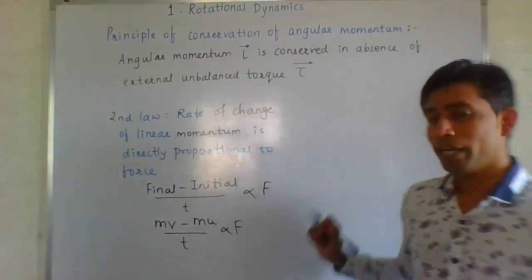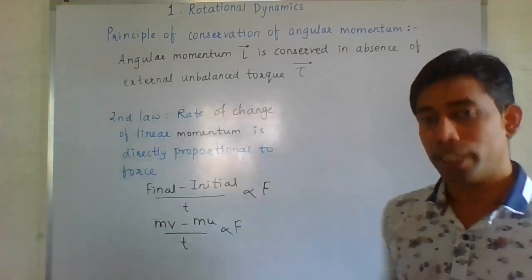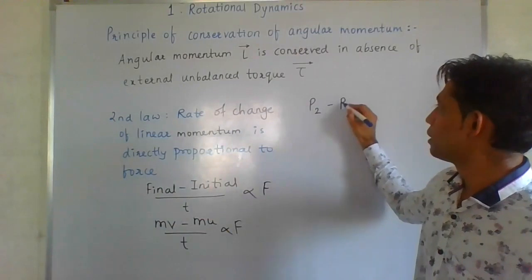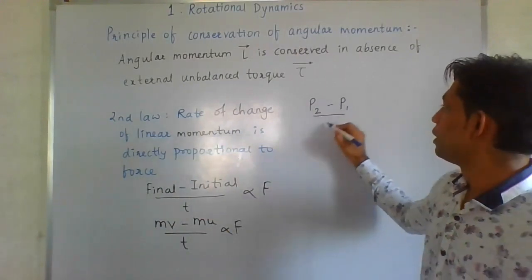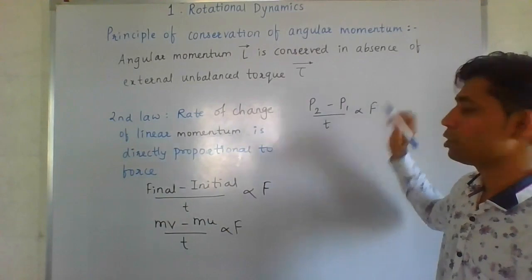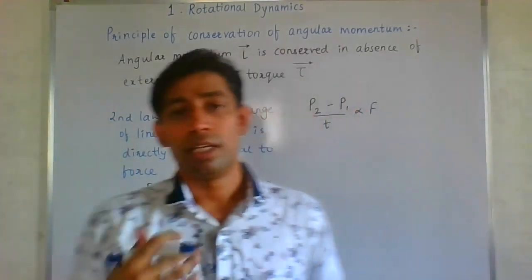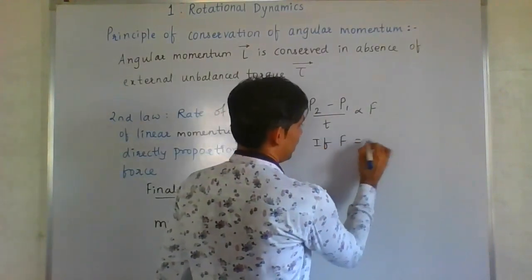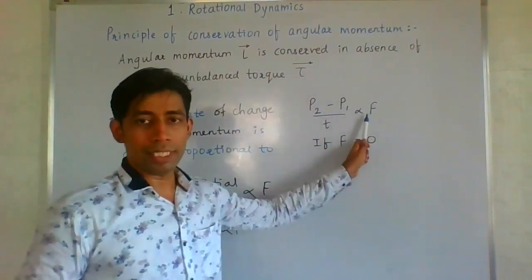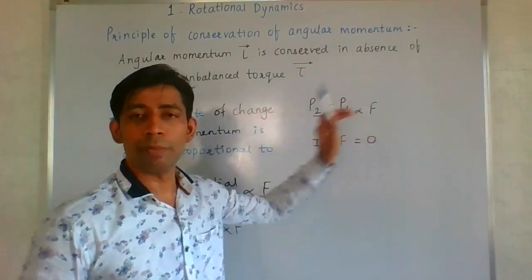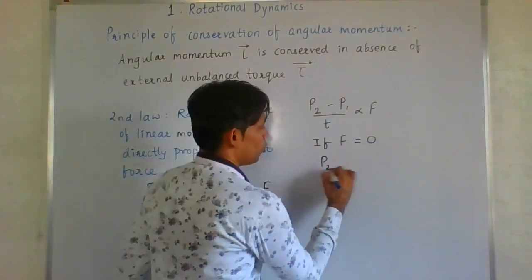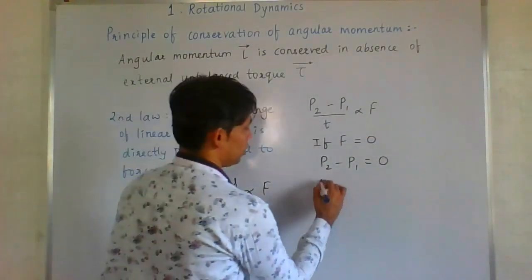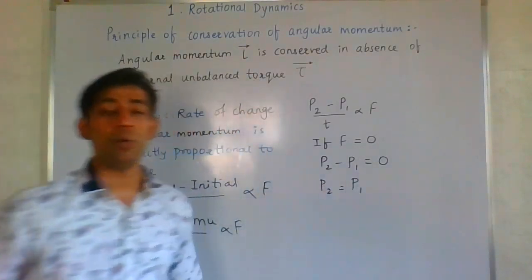Now final momentum को मैं p2 से denote करता हूँ. So let us write p2 is your final momentum minus p1 initial momentum divided by time and directly proportional to force. Got this? Now try to understand. अगर force का value 0 है, let's assume if F value is taken as 0, so यहाँ पर 0 आ जाएगा. So time फिर 0 से multiply होगा. So ultimately वो भी 0 हो जाएगा. So our next step will be p2 minus p1 is equal to 0. So p2 comes equal to p1.